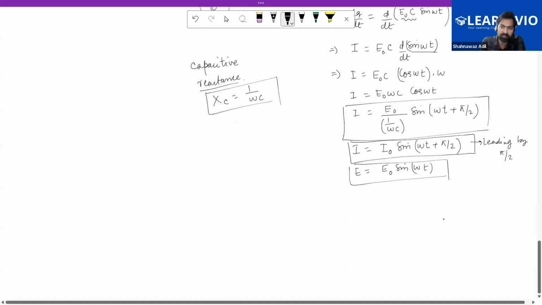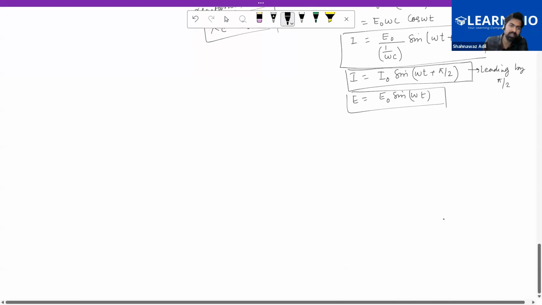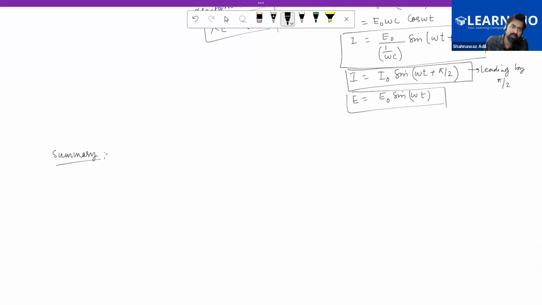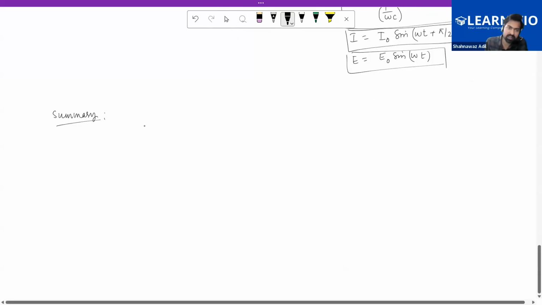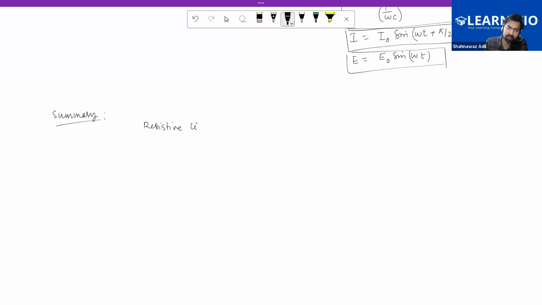So what do we have? I will just write the summary. So the summary is that in the resistive circuit, I is I naught sine omega t, right? So the phase phi is 0. They are in the same phase.